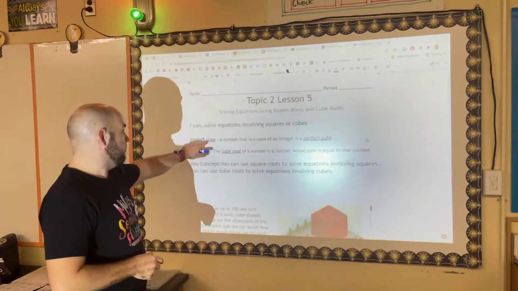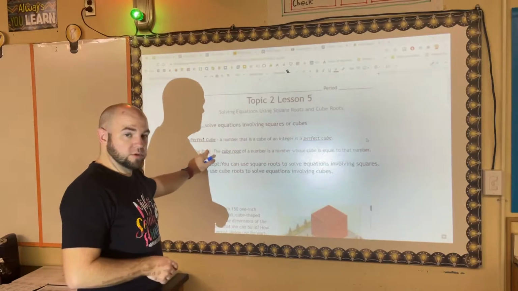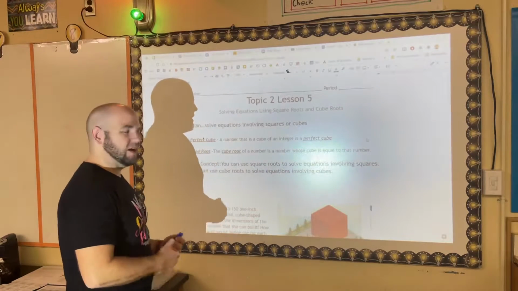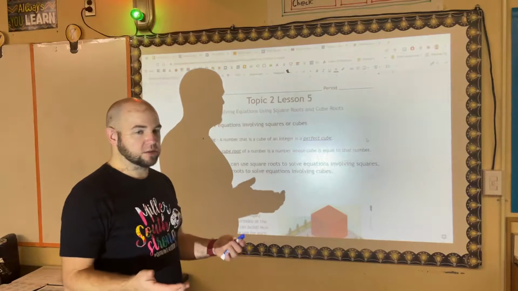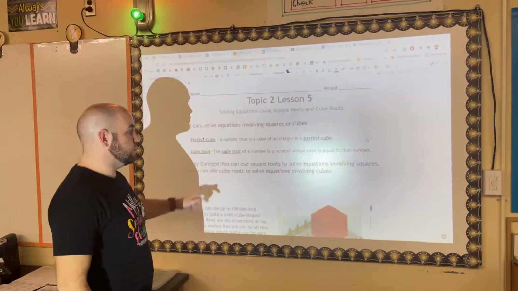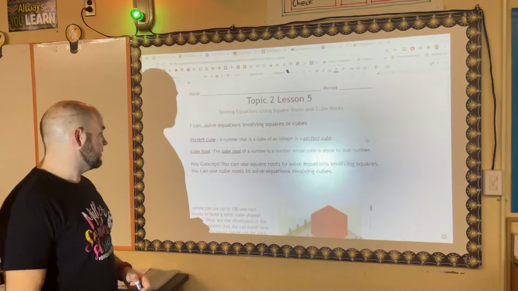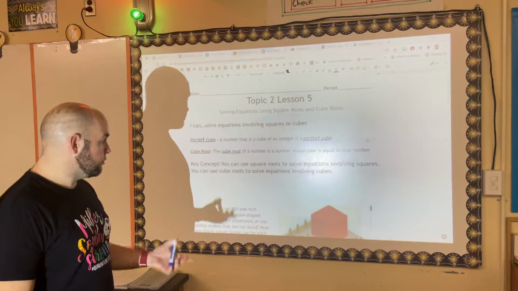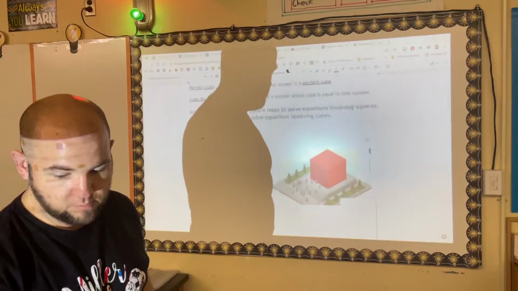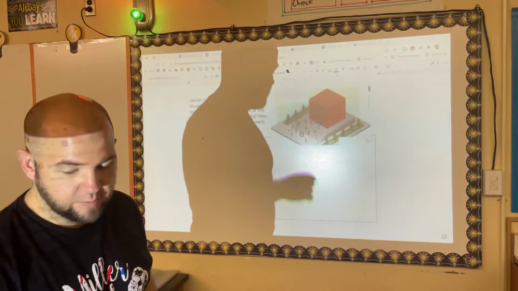And when you go backwards with a cube root, we're looking at what times itself 3 times gets me that. It's very similar to squares and square roots. So we're going with the key concept here. You can use square roots to solve equations involving squares, and you can use cube roots to solve equations using cubes. So here's an example.